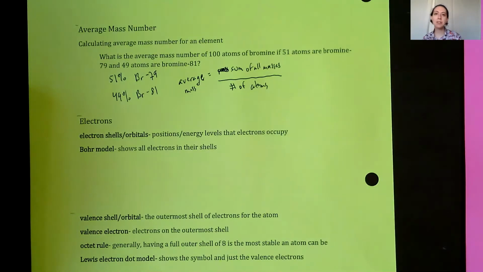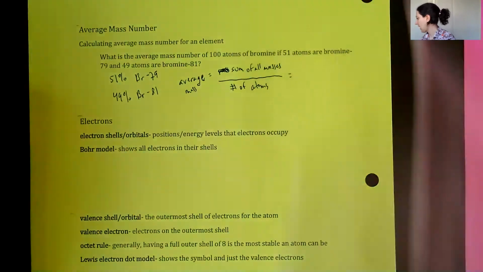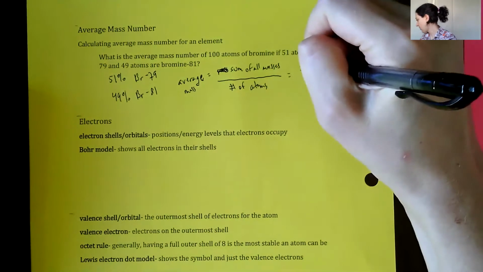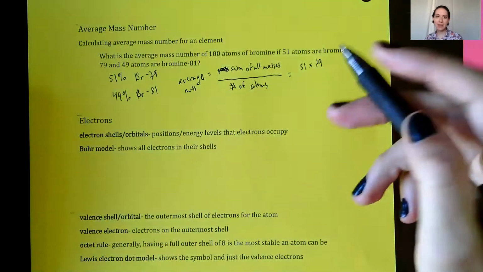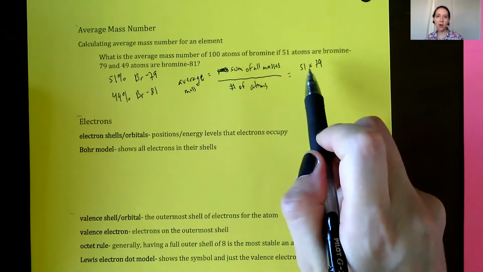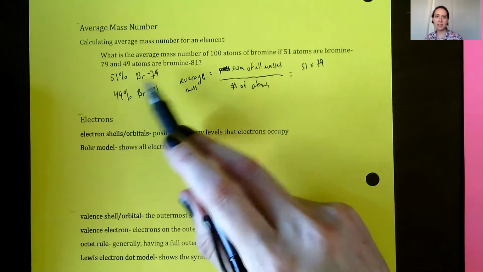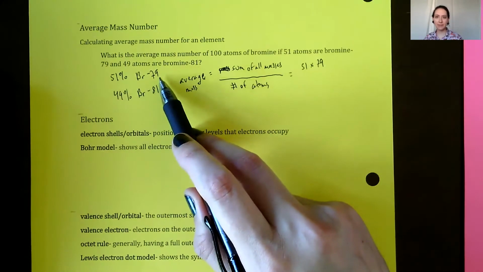So I would need to do 51. The actual mass of each individual bromine atom is 79, but there's 51 of them. So I'd have to do 79 plus 79 plus 79 plus 79. Okay, I'm not going to do that. That's insanity. Let's simplify it. I'm going to do 51 times 79. So what we've essentially done there is we've added up all of these bromine 79s.